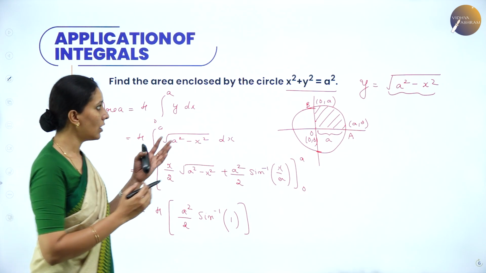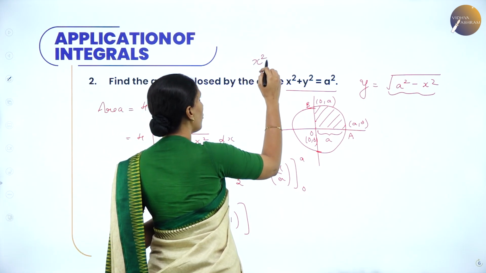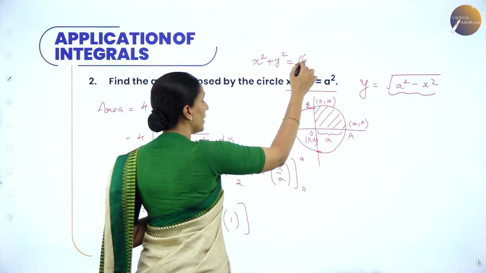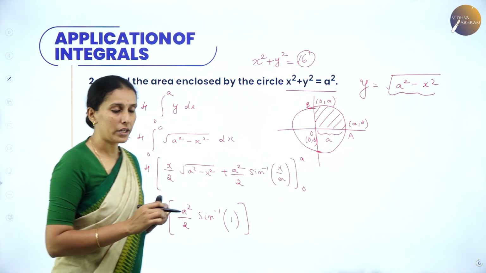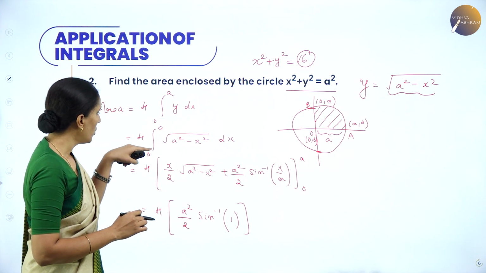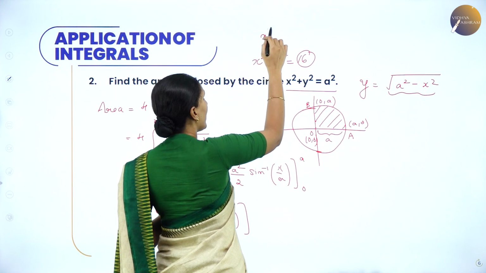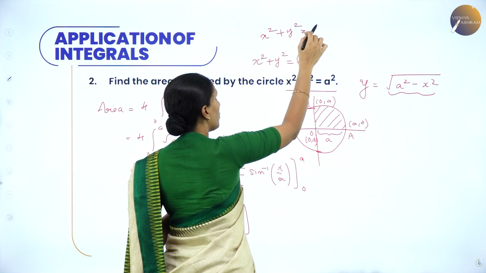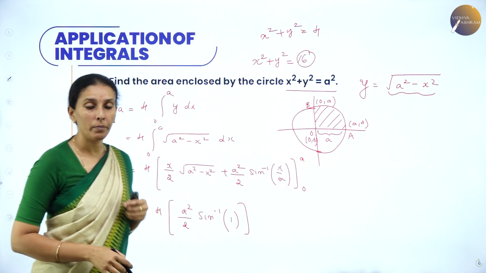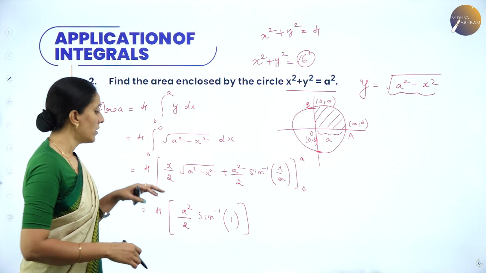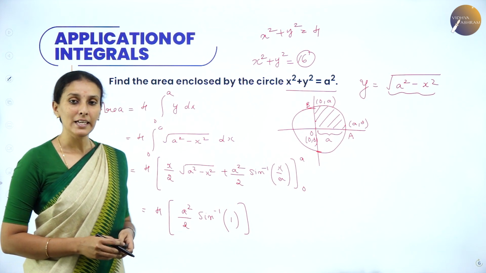Similarly, in case of a circle, suppose they ask you to find the area of the circle x square plus y square is equal to 16, then the value of a is 4 here. That means the radius is 4, so you need to change the limit to 0 to 4. Suppose they ask you to find x square plus y square is equal to 4, then the radius is 2 because 2 square is 4. Then you need to change the limits from 0 to 2. So the rest of the calculation will be the same.